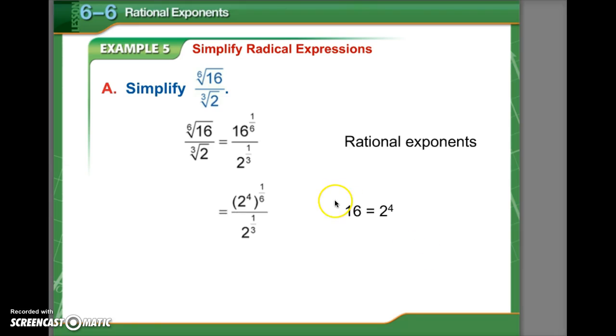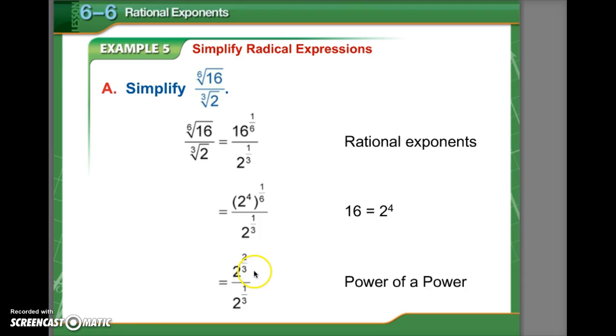So the first thing that we're going to do is take the 16 and rewrite it as 2 to some power. The reason I'm picking 2 is because I see that there is also a 2 down here in the denominator. So hopefully you realize that 16 is 2 to the fourth power. So 16 to the 1/6 is the same as 2 to the fourth to the 1/6. And then remember that we multiply these exponents, so we have 4 times 1/6, which is 4 over 6. And 4 over 6 reduces to 2 over 3.